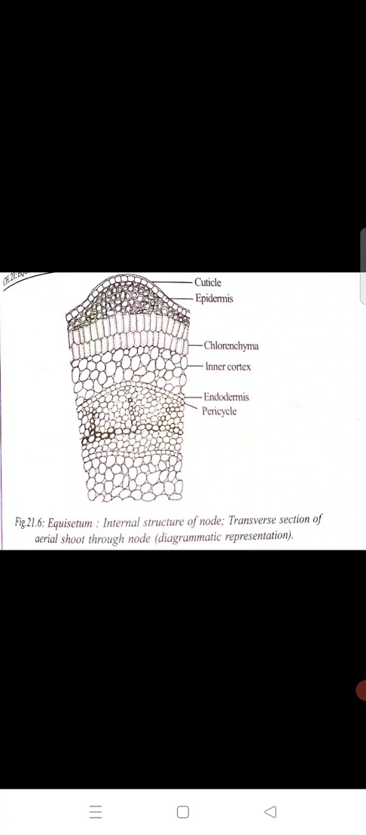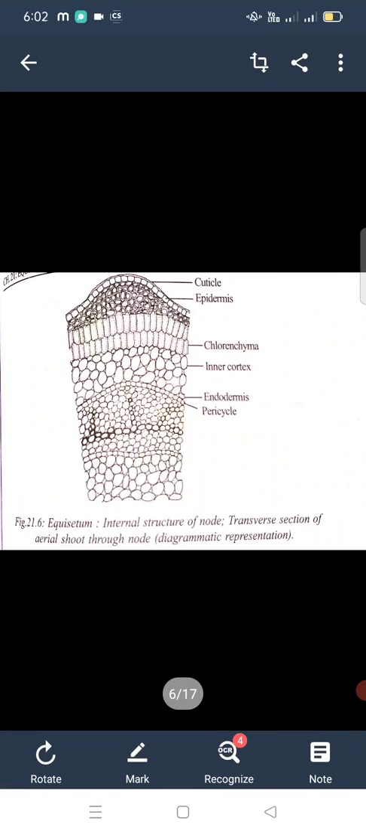There is no parenchymatous region between vascular bundles, and leaf and branch traces arise from the vascular cylinder. There is the presence of leaf traces or leaf gaps, and the pith is well developed and parenchymatous. It forms a septum between hollow spaces of internodes. So this septum is found between two hollow spaces of internodes. This septum is often called the nodal diaphragm, and the node is thus solid.